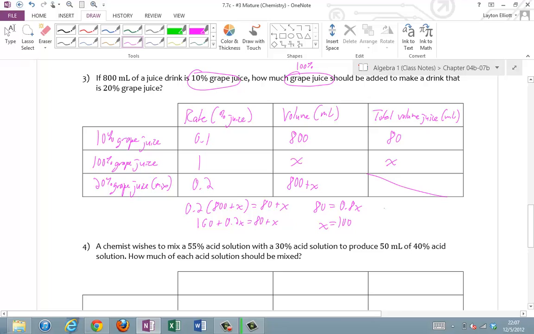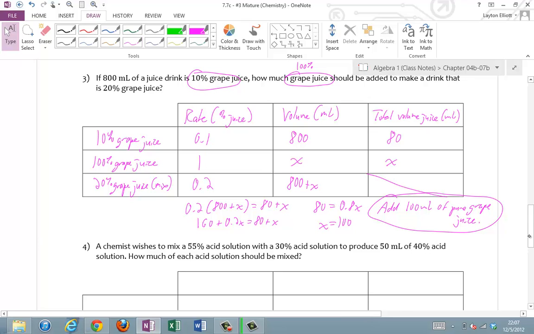So this kind of makes sense. We add 100 milliliters of pure grape juice. And there's your complete sentence answer, because that's what the question was going for.